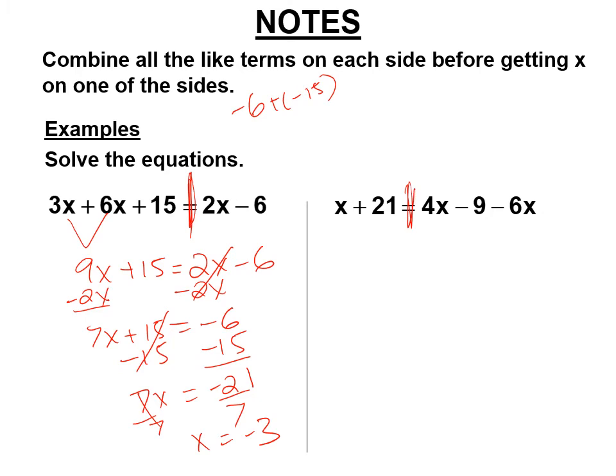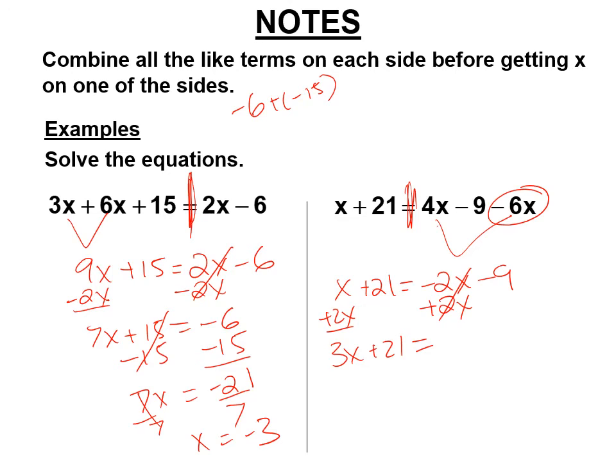Same thing here. So I have 4x minus 6x plus x plus 21. What's 4 minus 6? -2x minus 9. All right, where are they fewer? With the -2x. So we're going to add 2x to both sides. 3x plus 21 equals -9.